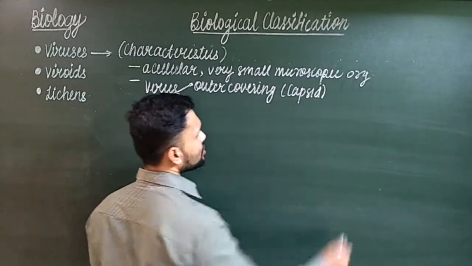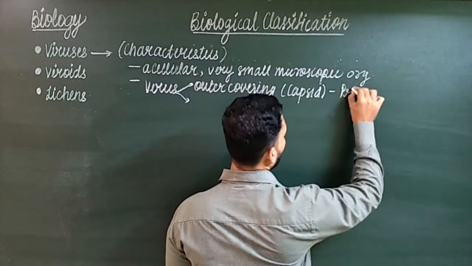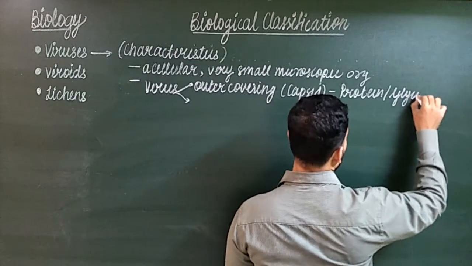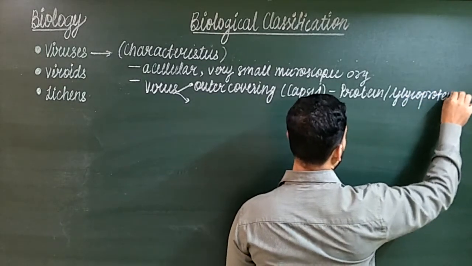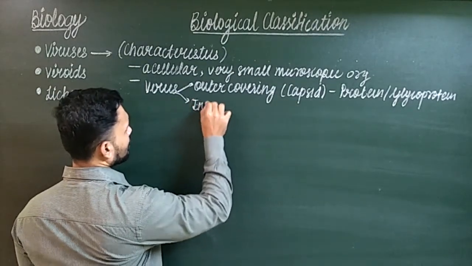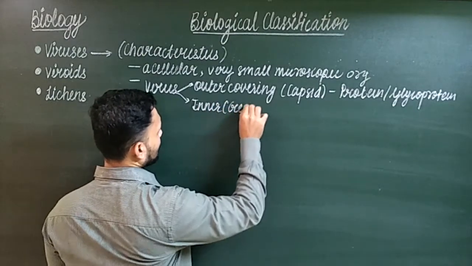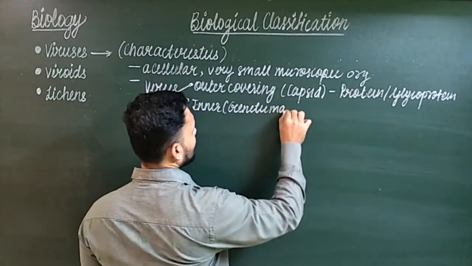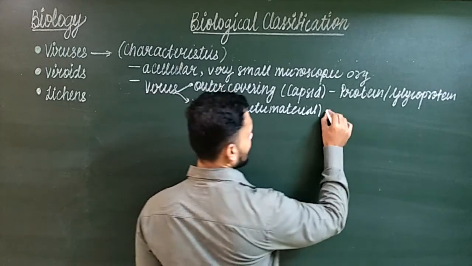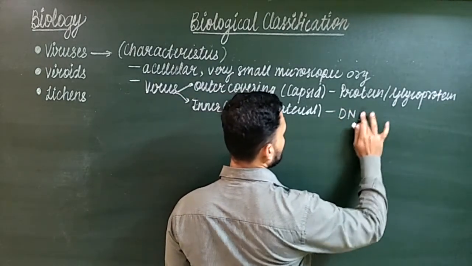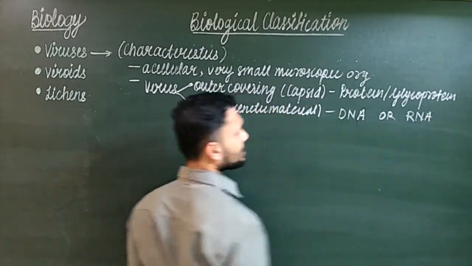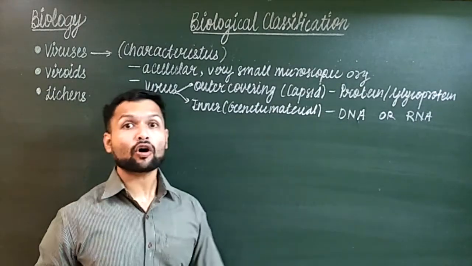Okay, and this capsid, the outer covering, is generally made up of proteins or glycoproteins. Next, the inner part has the genetic material inside, which is protected in this capsid, and that genetic material is DNA or RNA, but never both. So remember this, they will have genetic material DNA or RNA.